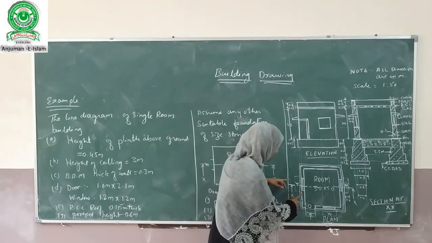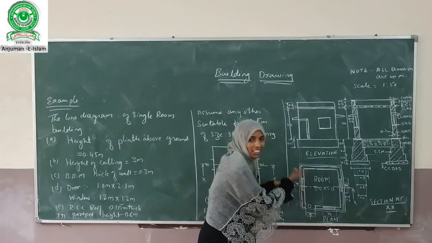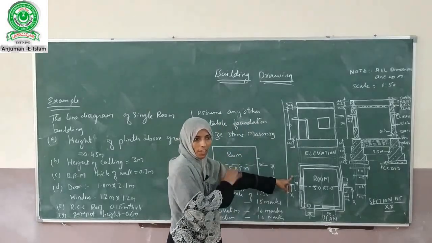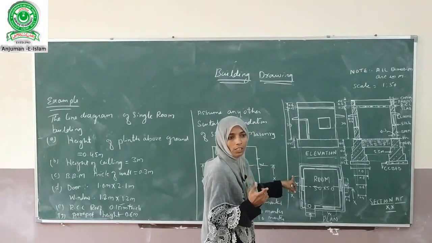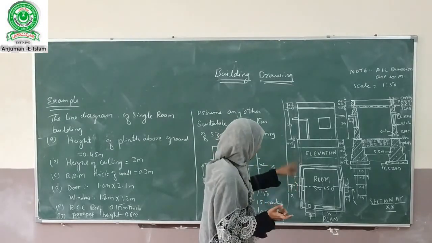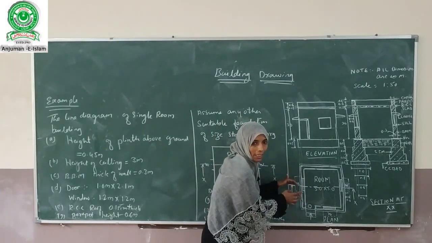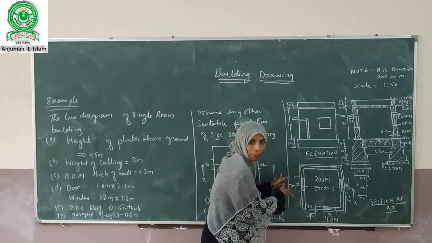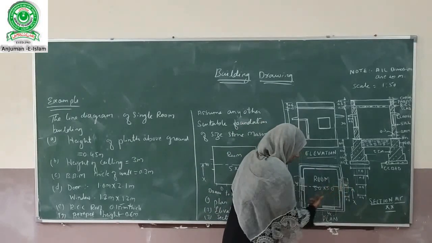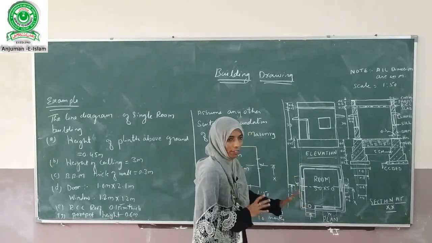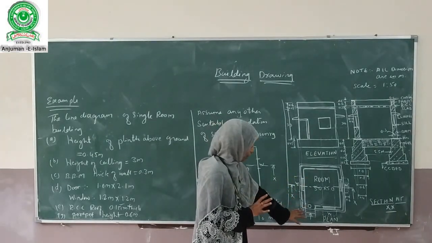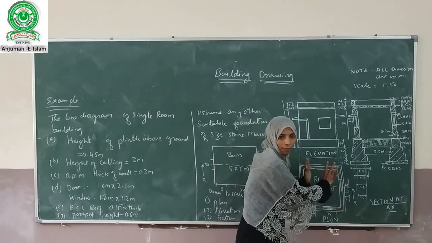Then we have to provide the chajja. Chajja is not given in the question. We have to assume the width of the chajja. The standard width of the chajja is 0.6 meters. So that will be provided by taking the bearing on either side. The chajja will be provided on the windows. Also, if you want, you can provide it on the door also. But in this plan, I have not provided the chajja for the doors. Only for the windows I have provided.